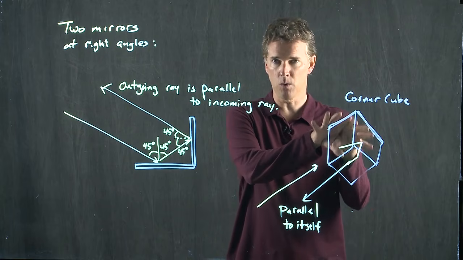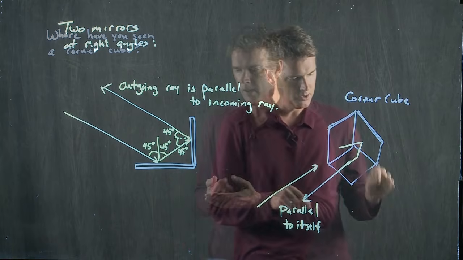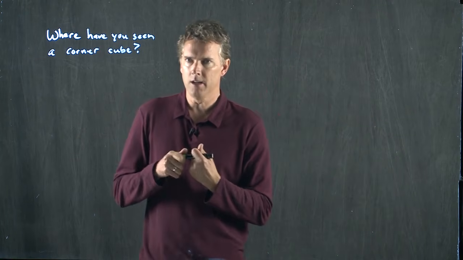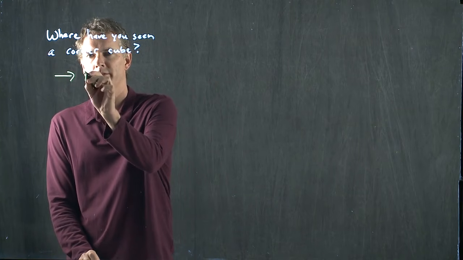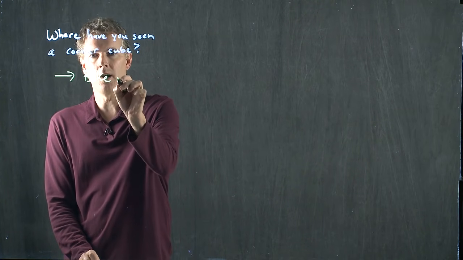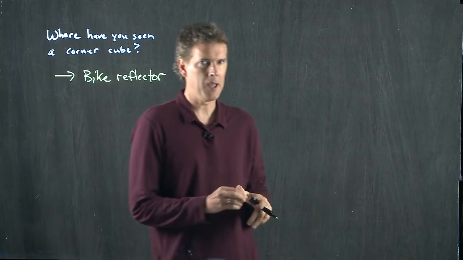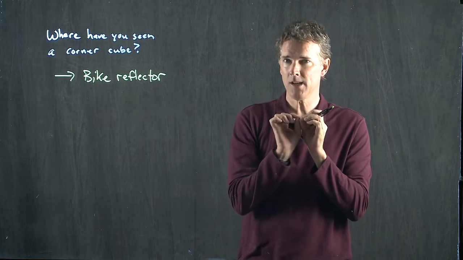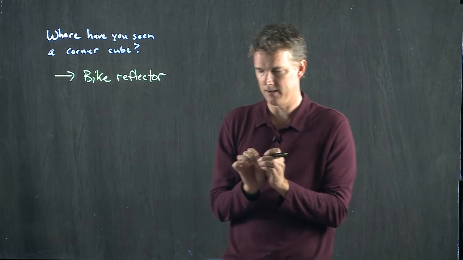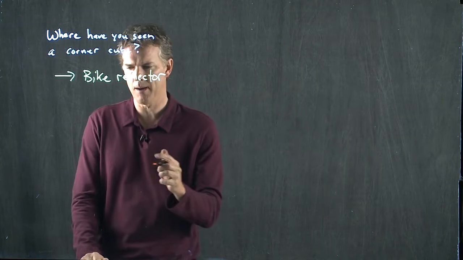Where have you seen a corner cube at some point today? All right? Chime in. The answer is anywhere you see a reflector, like on a bike. A bike reflector has a whole bunch of little tiny corner cubes in it. Why is that? Well, let's think about what happens.